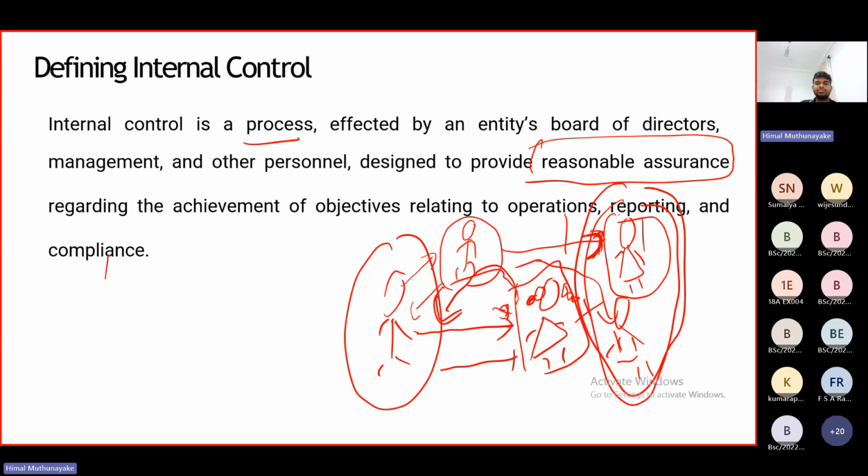So what are the objectives? The first one is the operational objective. The second one is the reporting objective, and the final one is the compliance objective. Operating, reporting, and compliance. So what do you mean by operating objective when it comes to a company? What do you mean by that? Operating.